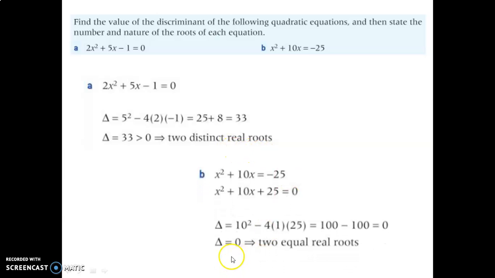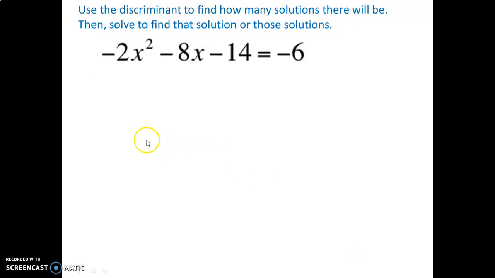In B, the discriminant value works out to be 0. That tells us there will be 2 equal real roots. We've been calling it 1 solution, but again, it is actually 2 solutions. They just happen to be the same solution. So that's the situation where the vertex is your x-intercept. All right, this one, let's take it a step further. We're going to use the discriminant to find how many solutions there are, but then we're going to go on and solve it to confirm that we have that many solutions. So find the discriminant, say how many solutions it should be, and then find those solutions.